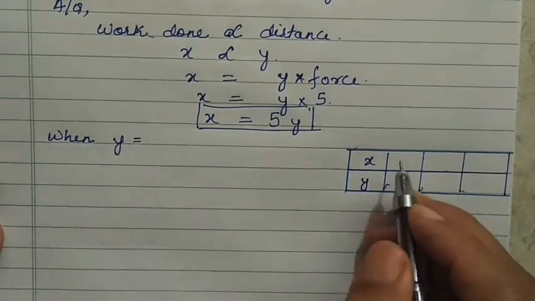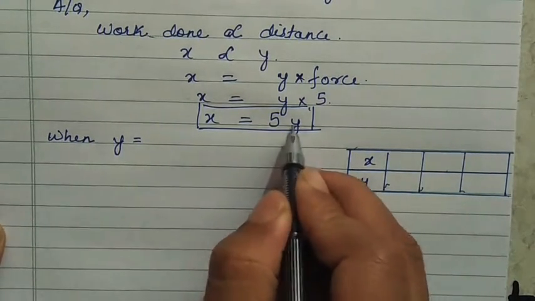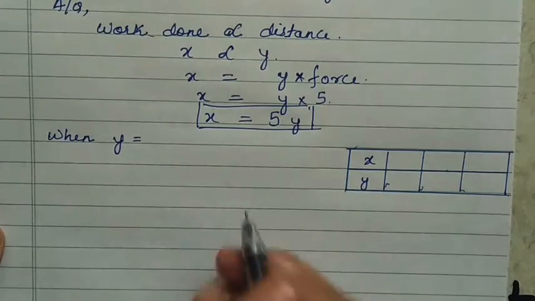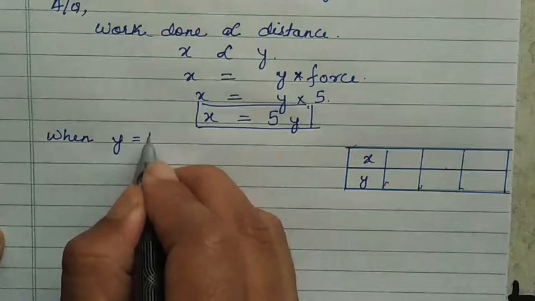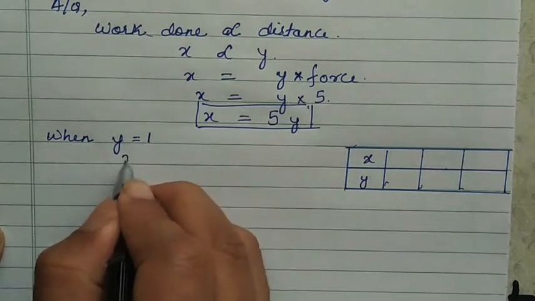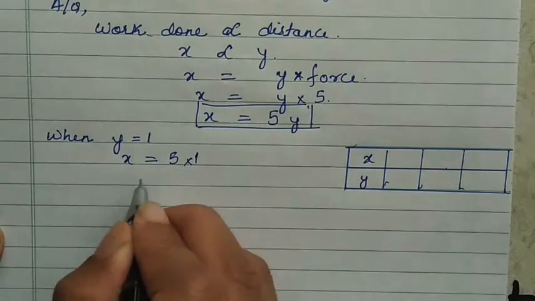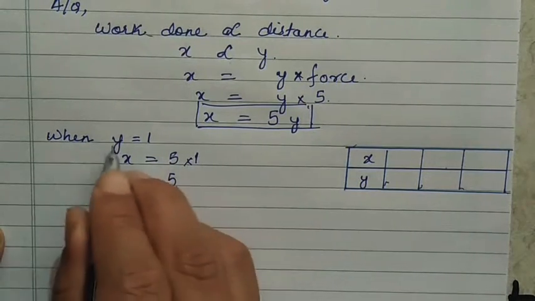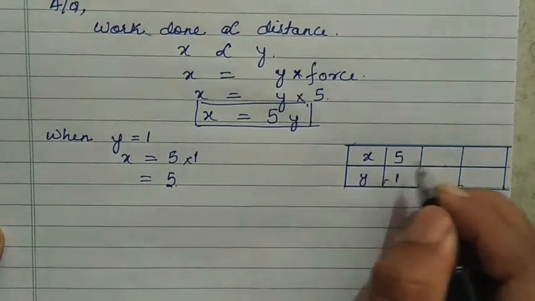Okay, so we have drawn a box to make the graph. Here, on the right hand side is y. When y is equal to, we can take any value. So let's take 1. When y is equal to 1, x will become 5y, which means 5 into 1, so it is 5. When y is 1, x is 5.